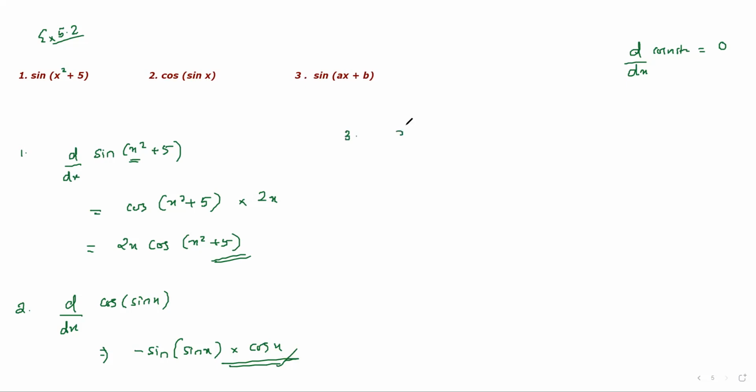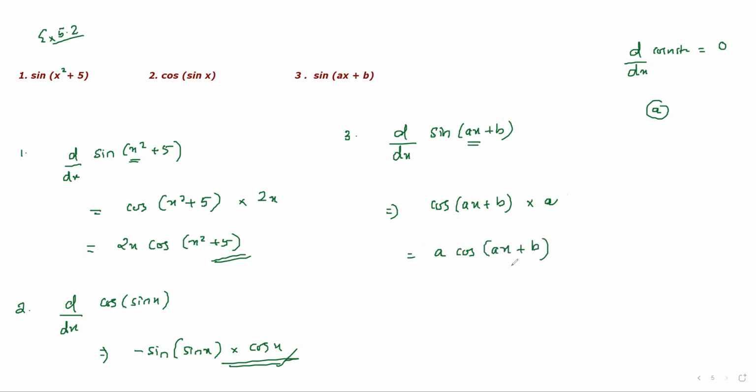Third question, derivative of sin of ax plus b. Again, it is chain rule. So the derivative of sin is cos. So cos of ax plus b into the derivative of ax, which is a, plus the derivative of b, which is 0. So what is the answer? It is a cos of ax plus b.